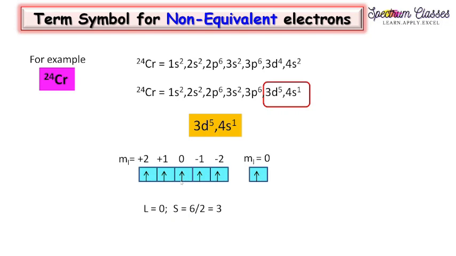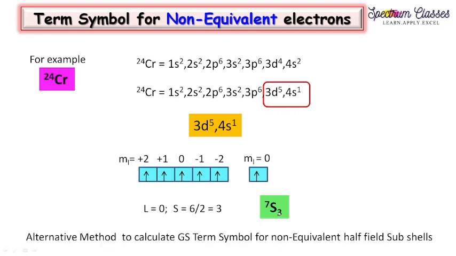If I sum up all these, then I will get L equal to 0 and S equal to 6 by 2, which is 3. Now coming to the term symbol, what will it be? L equal to 0 is S, and for the multiplicity 2S plus 1, it is 3 into 2 plus 1, equal to 7. And J equal to 3, because 0 plus 3 and 0 minus 3 gives the value 3. So this is the term symbol, 7S3. This term symbol is applicable for molybdenum 42.